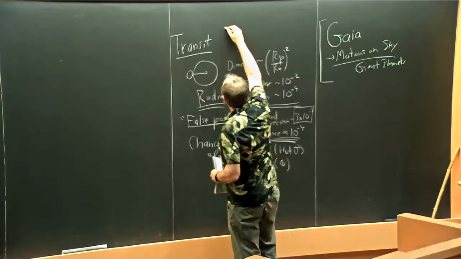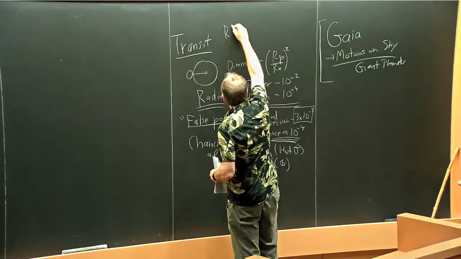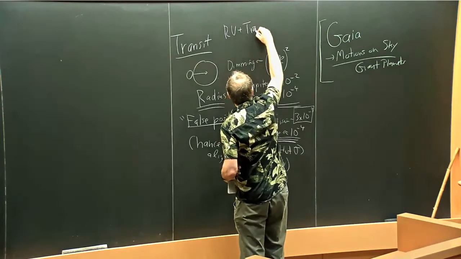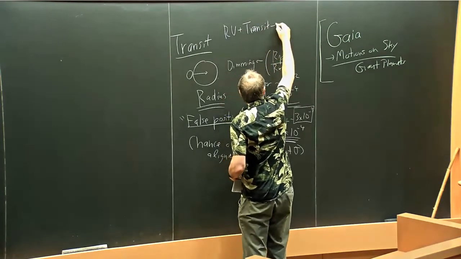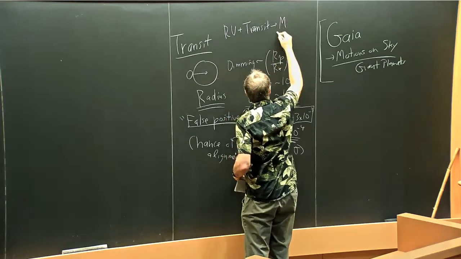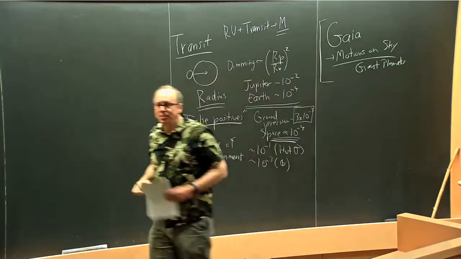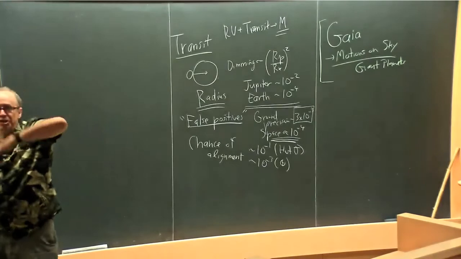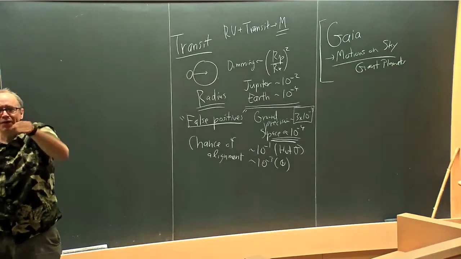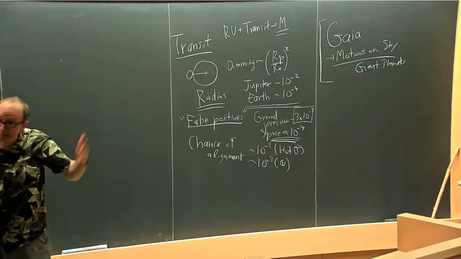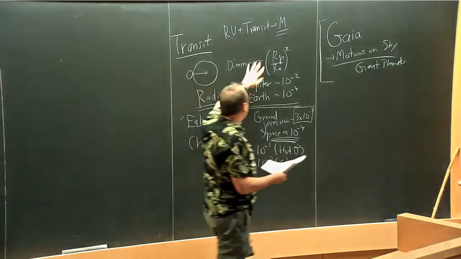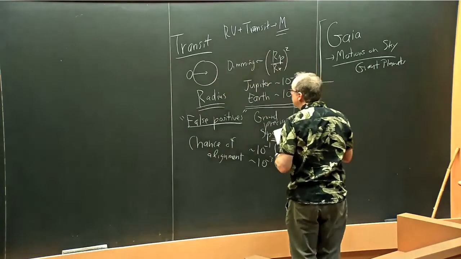Now, this is measuring mostly radius, but there's a couple of other things to think about. If I have RV plus transit, I can measure the mass as well. And in fact, this is a big advantage because unlike the case of the RVs, which depend on the inclination angle, I know that the inclination angle is 90 degrees because I have an eclipse, right? So I therefore can measure masses as well as radii.